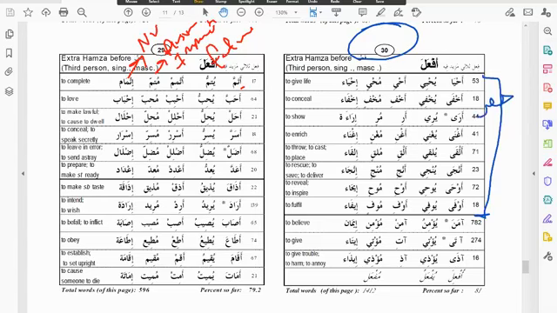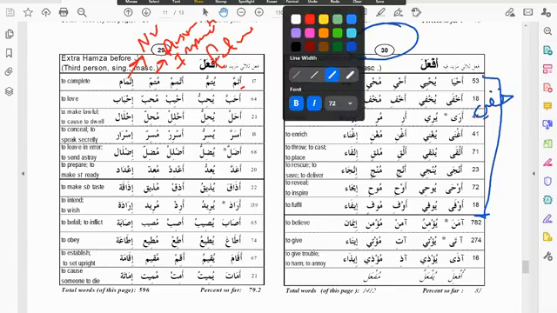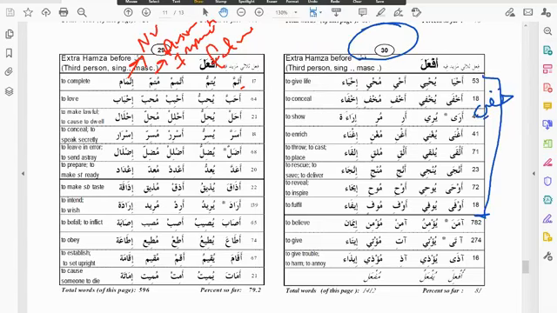Akhfa comes from the root kha fi ya. Let's write it down. Maybe I could use the red one. Kha fi ya, which means to hide, conceal. So here, akhfa, concealed, hid. Yukhfi, concealing. Akhfi, conceal. Mukhfin, the person that's concealing. Al-ikhfa was basically the concealment.